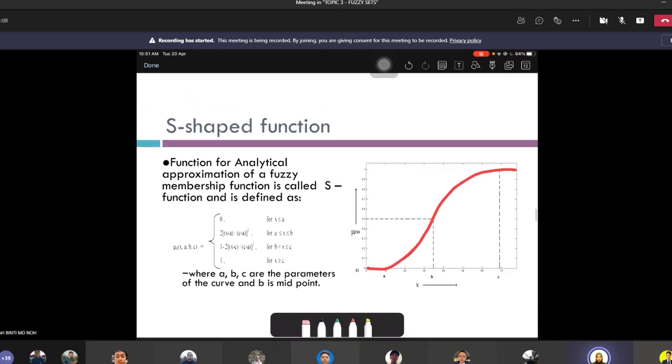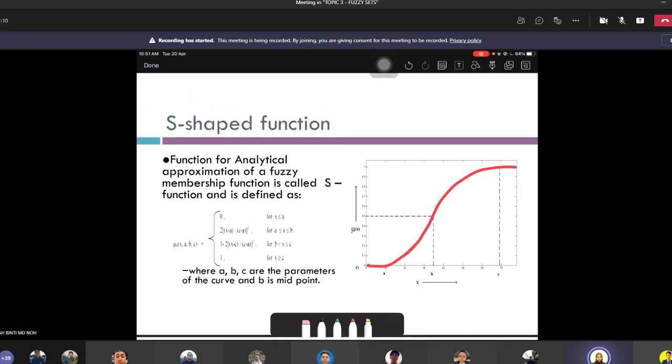Ni saya tak boleh padam, maknanya benda ni dah lekat. Bila saya biarkan dia dekat atas PDF dia lekat. Okay, so kalau kita kata S function, kita kena ada 4 points, identify A, B, C, D. So D dekat sini lah.